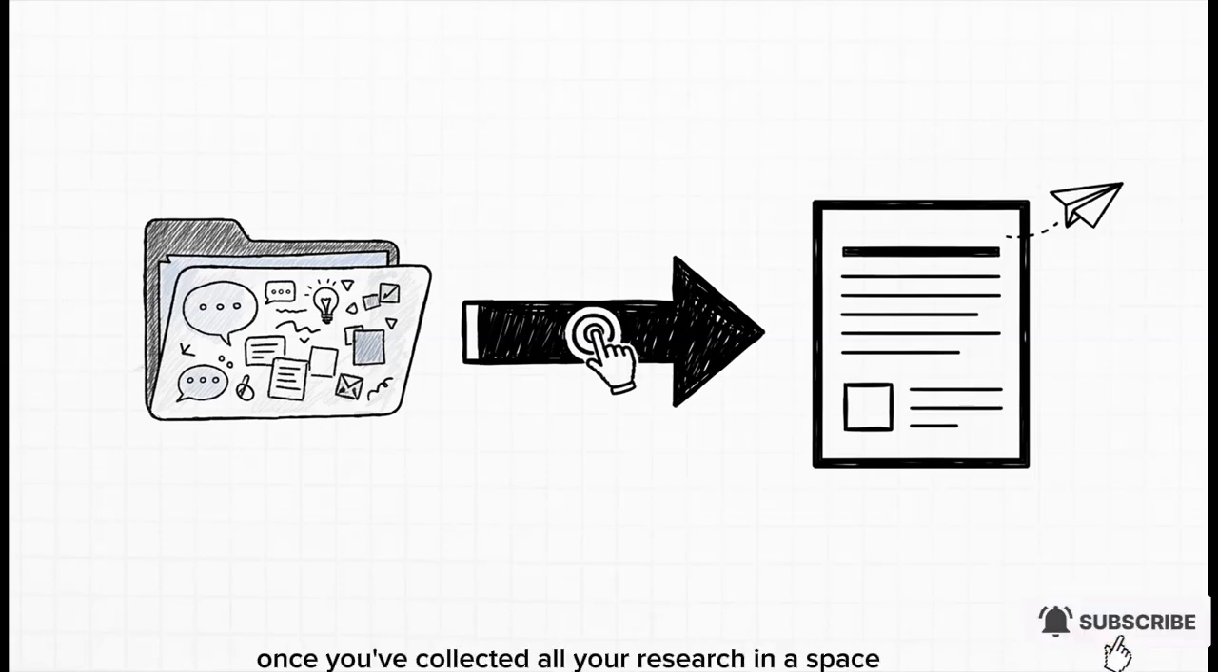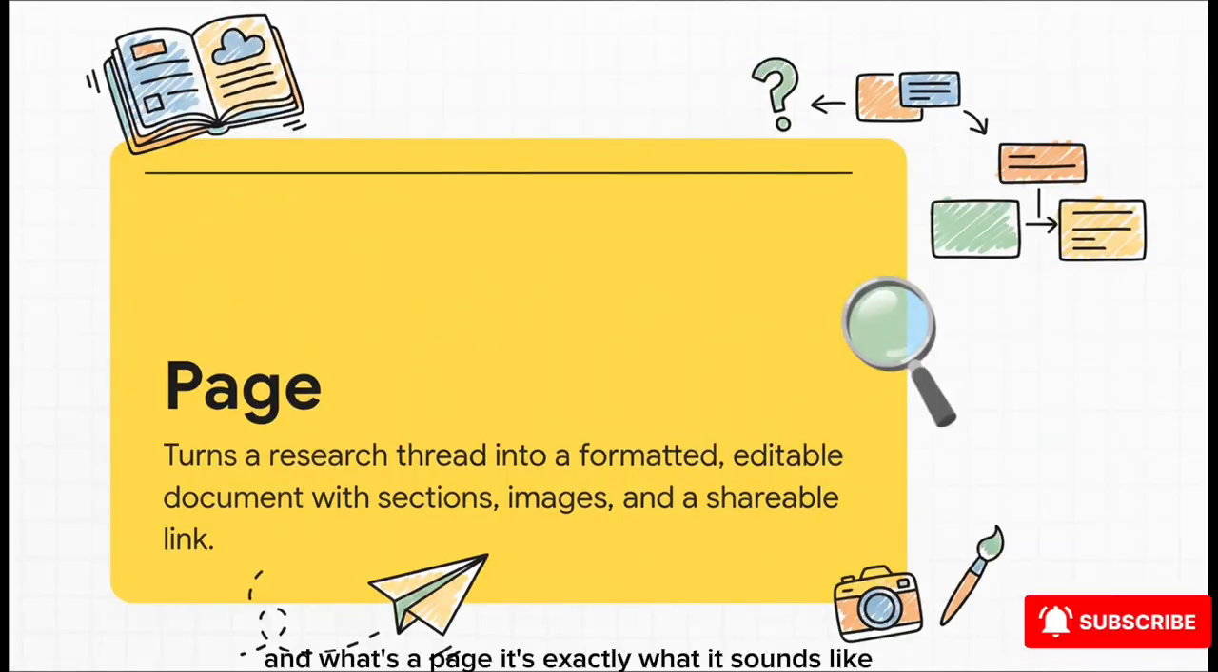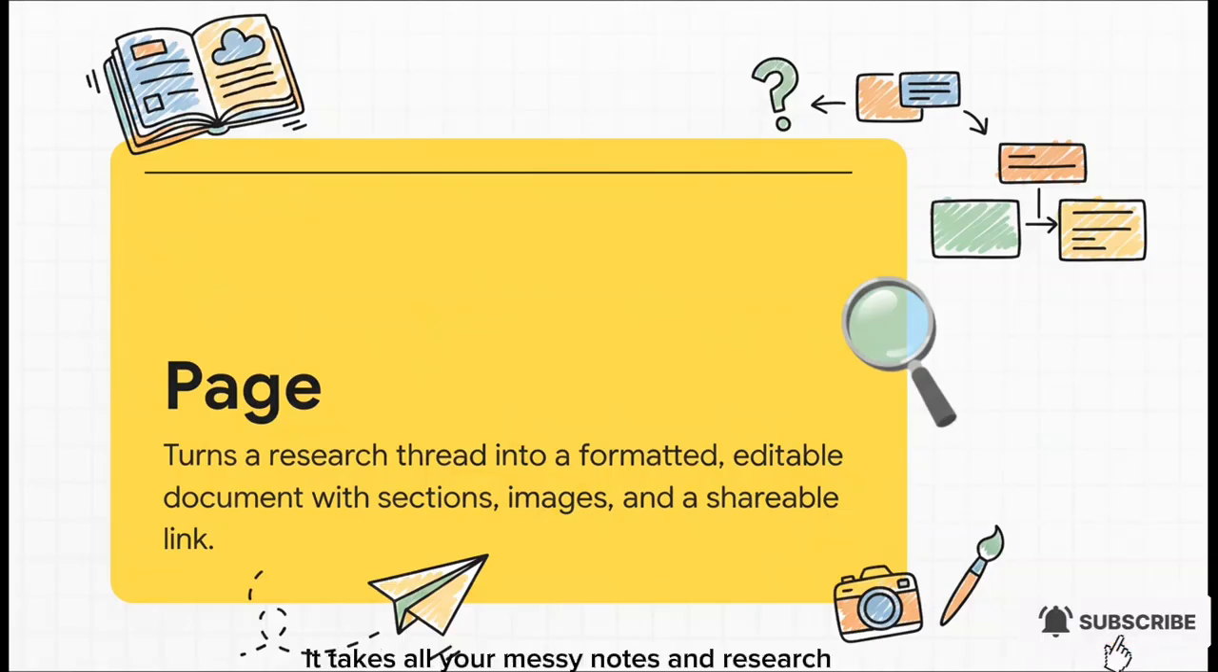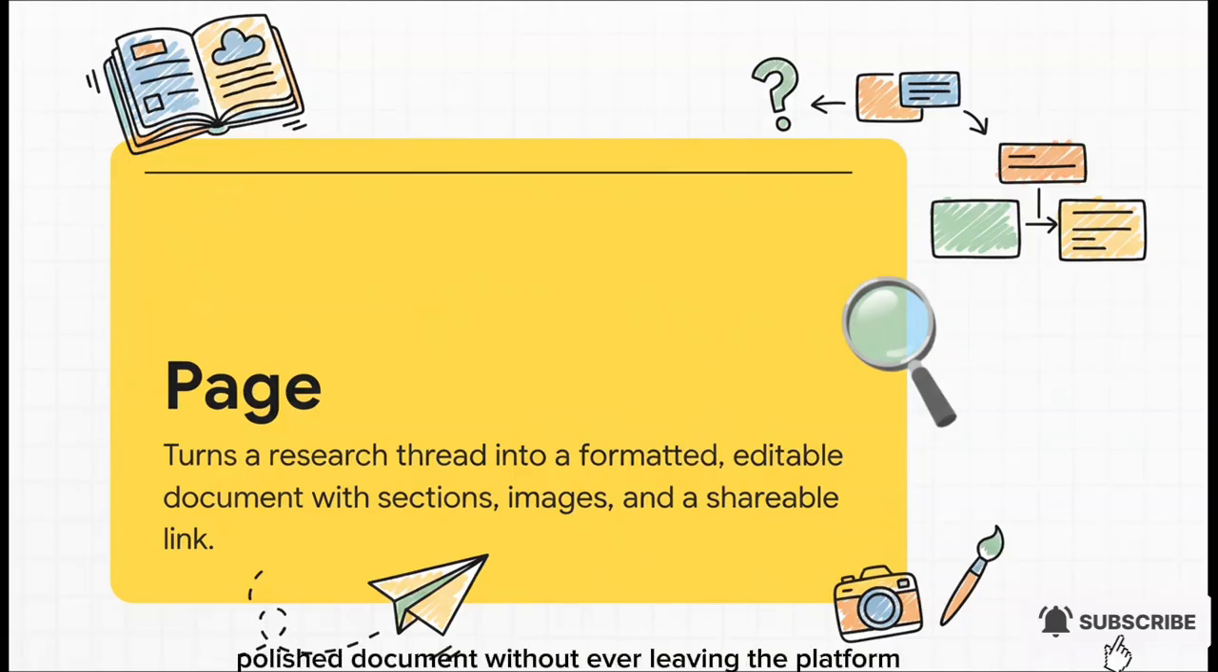Okay, now this is where it gets really powerful. Once you've collected all your research in a space, you're not just stuck with a messy chat history. With literally one click, you can turn that entire thing into a page. And what's a page? It's exactly what it sounds like. It takes all your messy notes and research and turns them into this beautifully formatted article or report. You can edit it, you can add images, and then you can share it with a simple link. You can go from a simple question to a finished, polished document without ever leaving the platform.